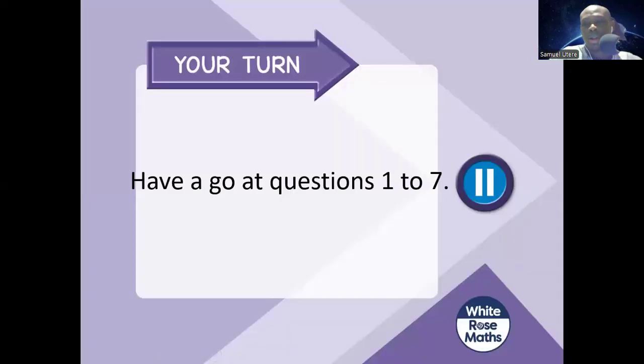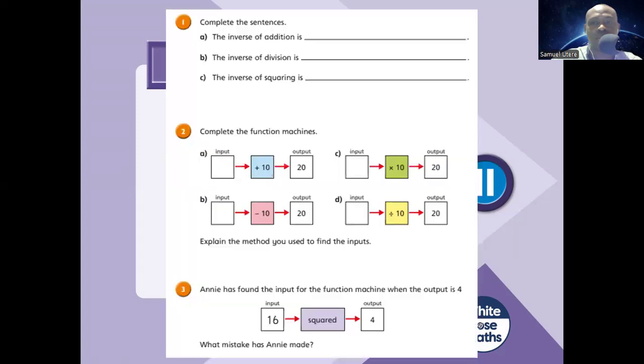I'd like you to have a go at questions 1 to 7. You can pause the video for 10 minutes to do these questions, but I'm going to move on anyway. So to the solutions, to the answers. But my advice is pause the video for 10 minutes so that you can work through. You can even take longer, because remember, you're learning to gain mastery, to really understand maths. These are really good foundations you're building here.